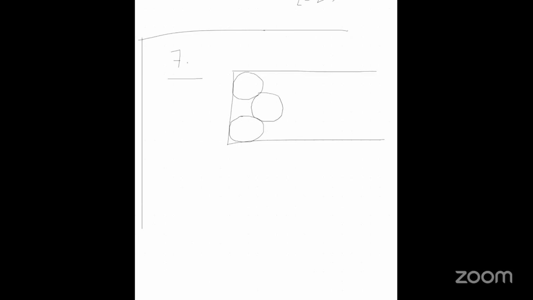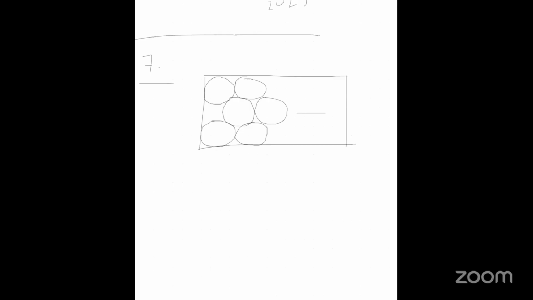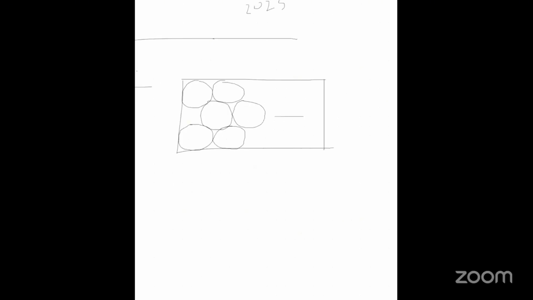Are they touching as well? Yeah, they're also touching over here. So you have these circles which are all touching each other. And you have this whole rectangle. And all these circles are congruent. In the top row, you have 7 circles. In the middle row, you have 6. In the bottom row, you have 7 again. And all of them are congruent to each other.